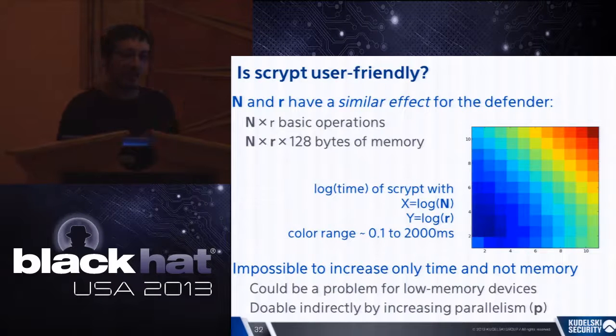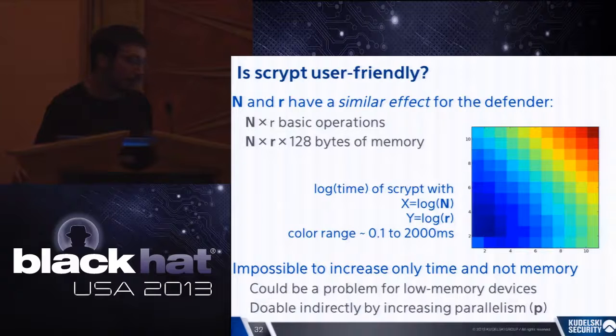So N and R, quite surprisingly, they have exactly the same effect for the defender, for you. N and R actually define the computation time, the number of arithmetic operations that you will do. So if you double the value of N, you double the number of basic operations. If you double the value of R, exactly the same. Same for the memory. You have N times R times 128 bytes. So N and R have exactly the same effect in theory. This plot here just shows that when you increase N on the x-axis, or if you increase R on the y-axis, you have exactly the same effect on the actual time of computation. So the more red, the slower, and the more blue, the faster.